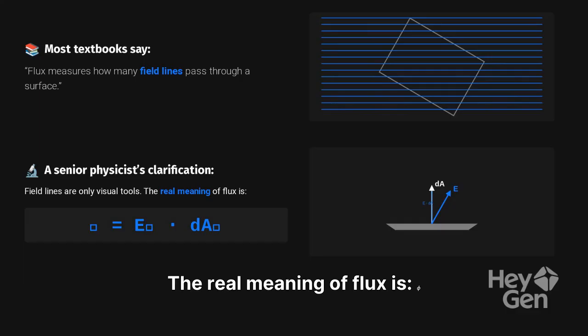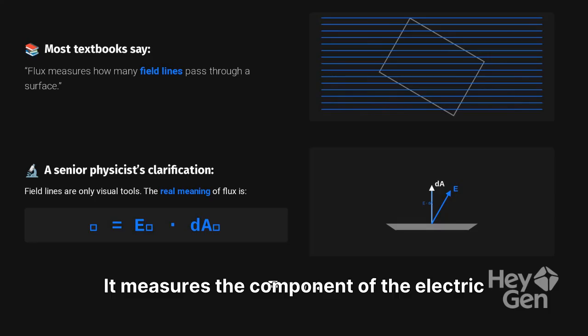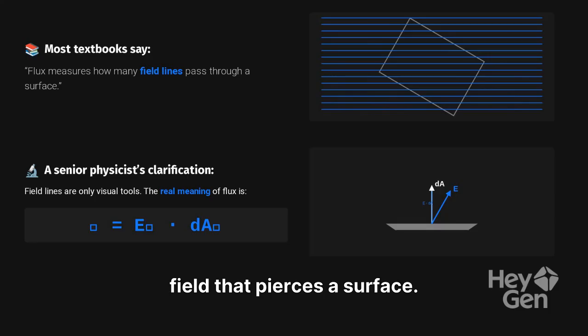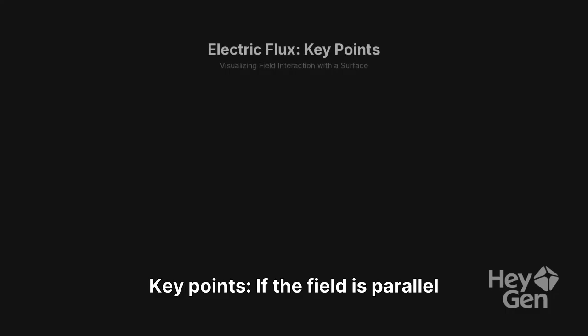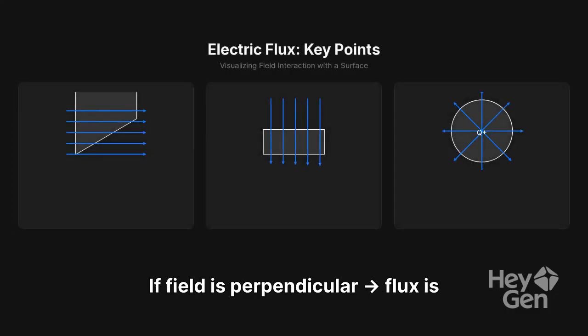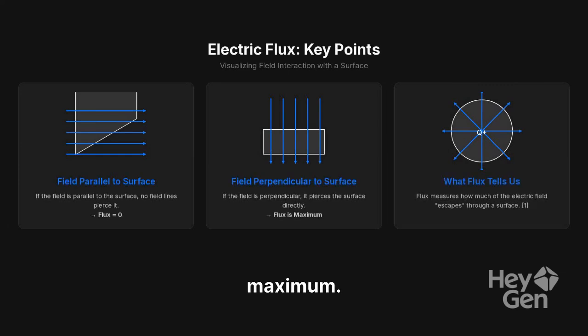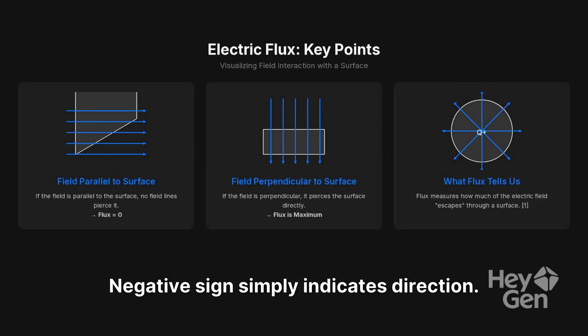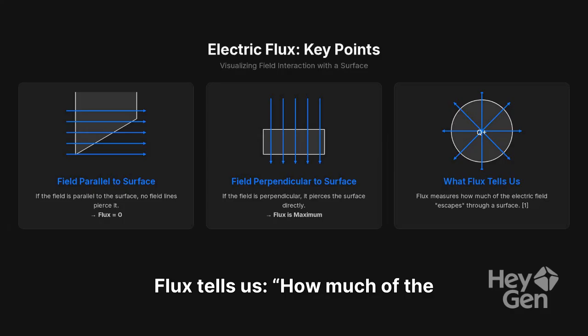The real meaning of flux is phi equals the integral of E dot dA. It measures the component of the electric field that pierces a surface. Key points: if the field is parallel to the surface, flux equals 0. If the field is perpendicular, flux is maximum. The negative sign simply indicates direction. Flux tells us how much of the field escapes through a surface.